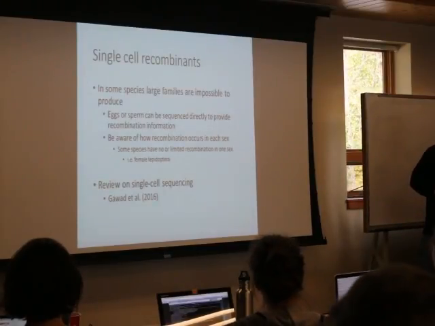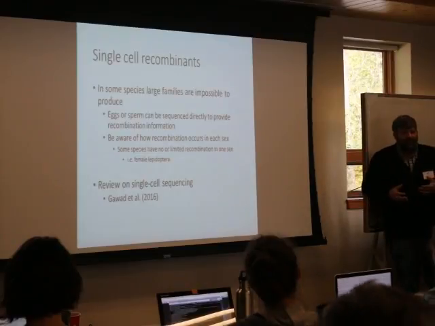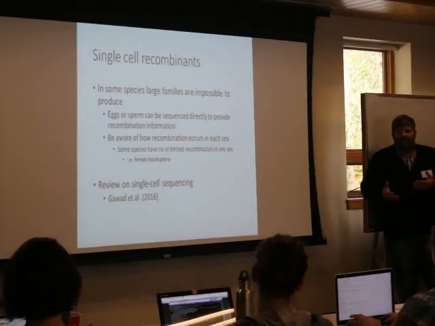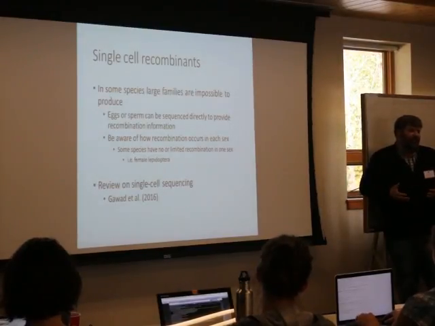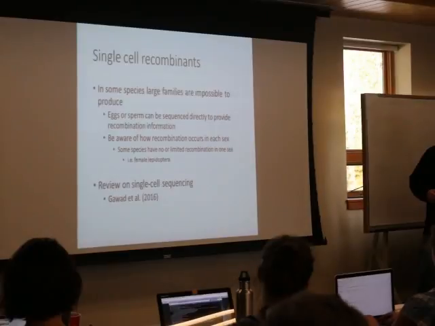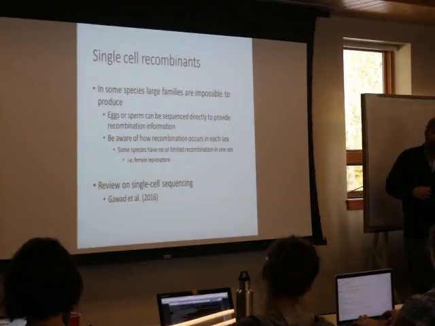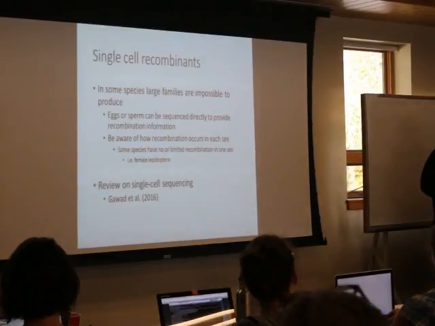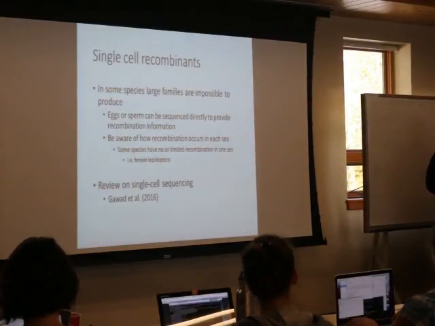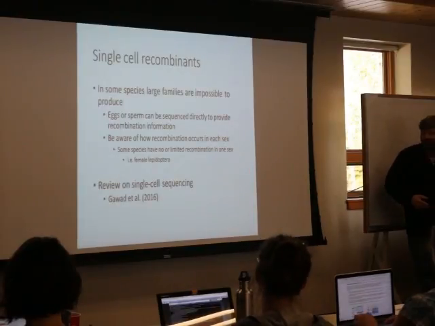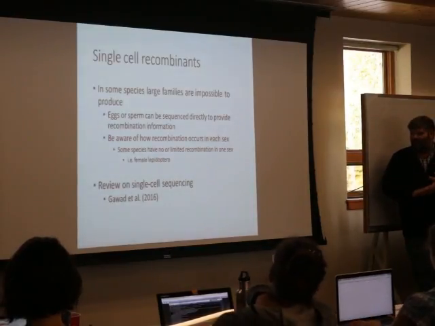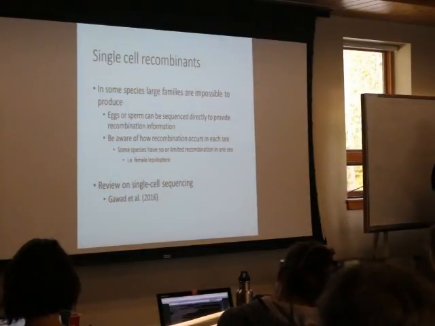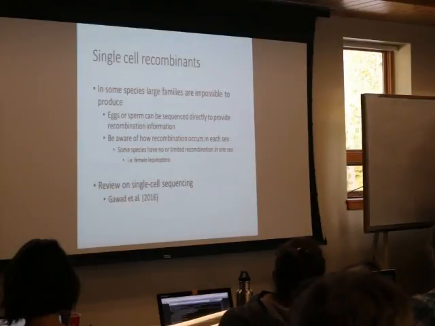But another thing to be aware of is how recombination occurs in each sex. Is it worth sampling the sperm from a species that isn't going to yield a good map because of male recombination? One example is female Lepidoptera. You could go sample eggs from them to make a linkage map, but there's absolutely no recombination in female Lepidoptera, so you wouldn't be able to do anything with it. For anyone that's interested, there's a review on single cell sequencing by Rawad et al., 2016, and I'll have the references for anyone that's interested.